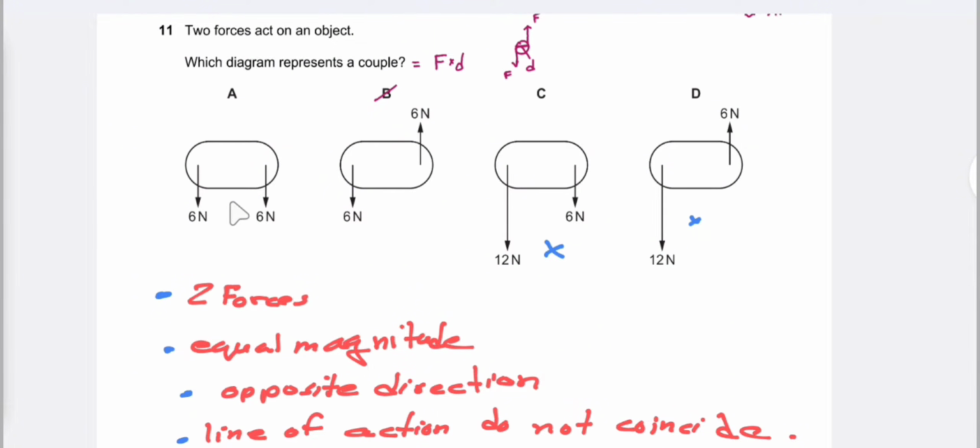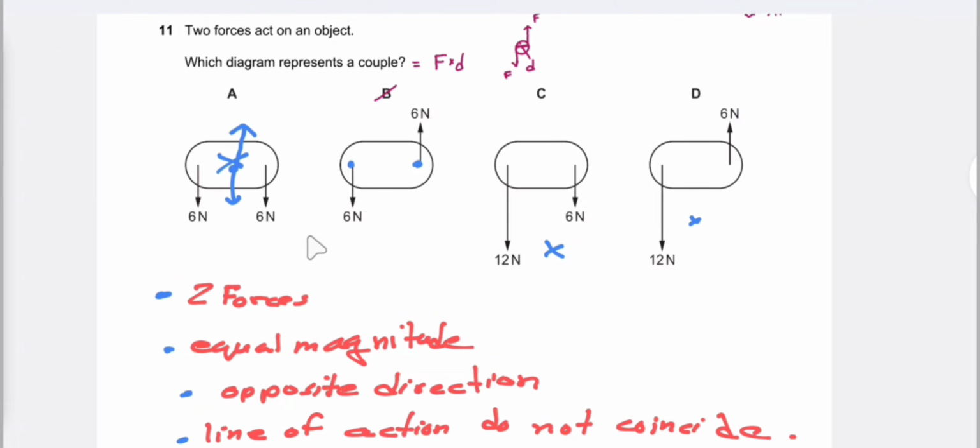But act in opposite direction, so they are not acting in opposite direction, and whose lines of action do not coincide. That means this is the line of action of this force, while this is the line of action of this force, so they do not coincide. Coincide means like this, that the two forces are from the same point.